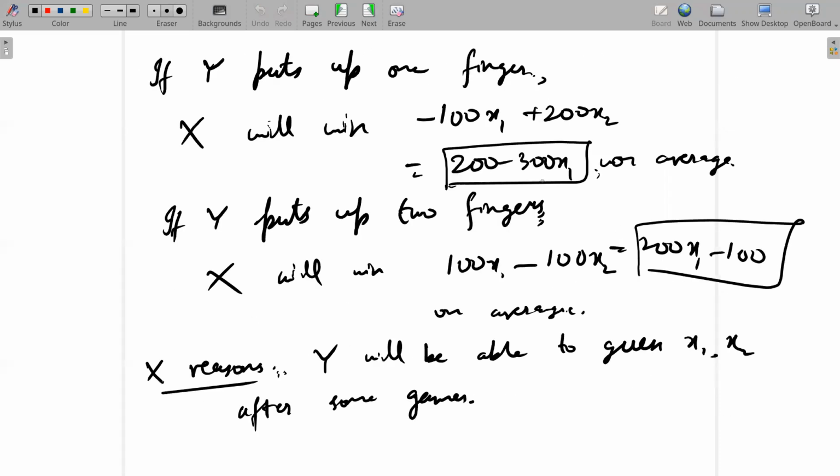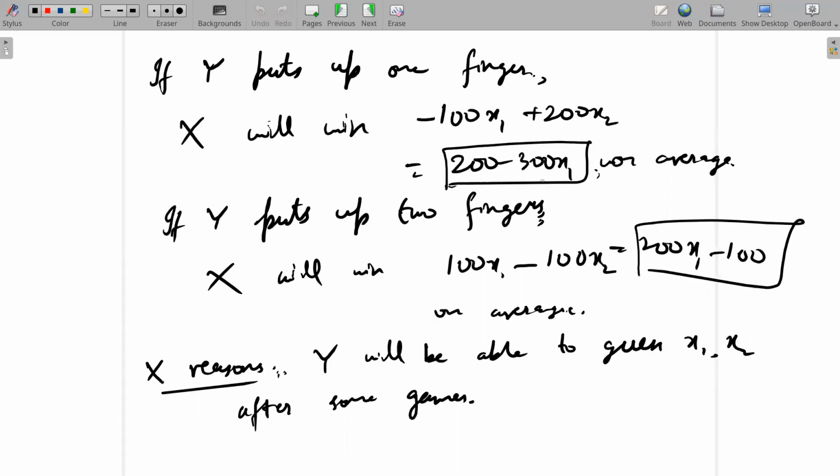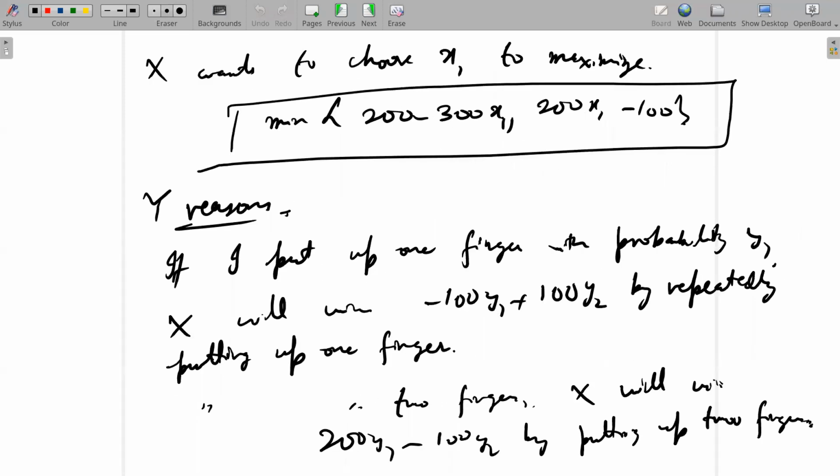Because in the first case, I'm trying to say, okay, y will do this, and after some time, y will be able to guess my mixed strategy. Whatever is my expected cost for y putting up one finger is this. So y will essentially decide to minimize my average income. But then I want to choose x1 such that I will maximize that minimization. And then the other reasoning is not to maximize my income, but rather to minimize my loss. So x will start thinking, okay, if I put up one finger repeatedly, then y has this mixed strategy. So y will win minus 100 y1 plus 100 y2.